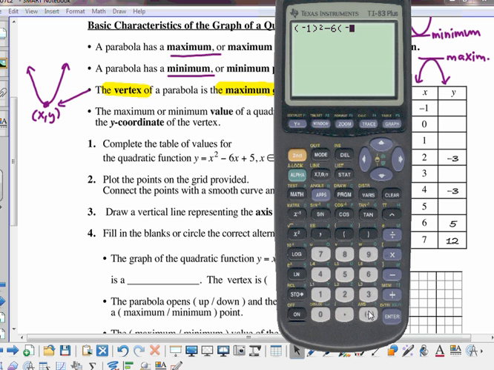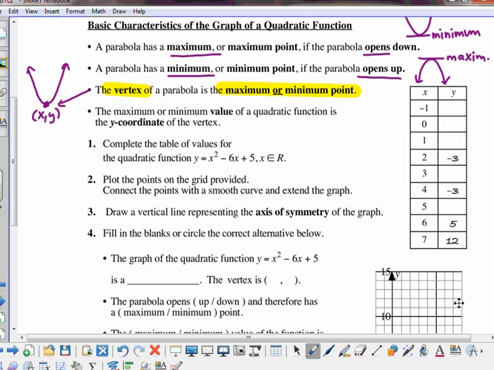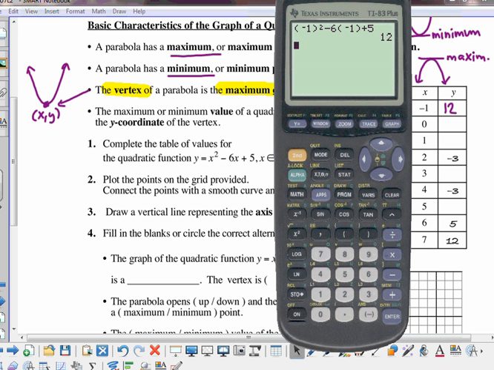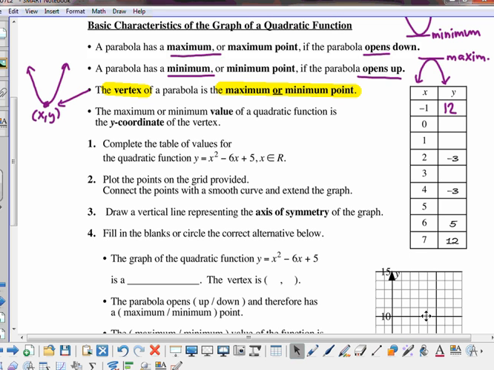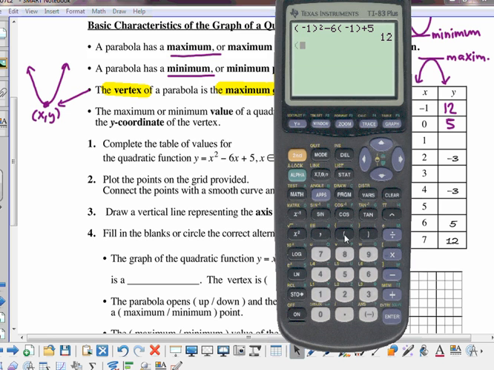Okay. So we're subbing in our x value to figure out its y. We're making a table of values. -1 gives you 12. Okay, how about 0? Plugging in 0 gives 5. The constant is always going to be your y-intercept, because 0 squared is 0, minus 6 times 0 is 0, plus 5. Okay, 1. Let's see, 1 squared minus 6 times 1 plus 5 is 0.